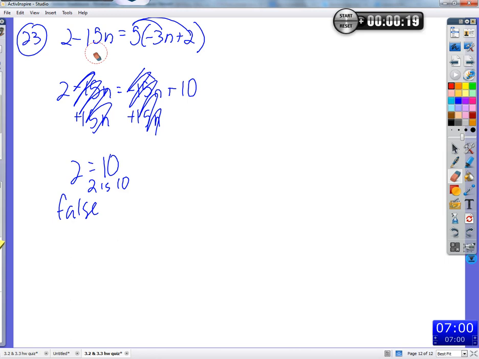Who thinks there's a number out there that you can plug in for n in this equation, and both sides will be equal? Who thinks it's out there somewhere, there is some value for n, we just haven't found it yet? Once we find it, then it's there. It's somewhere out there. Okay, who says there's no way, there's no value of n that you can plug into this equation that would make both sides equal?